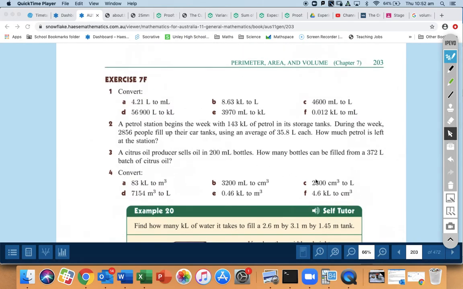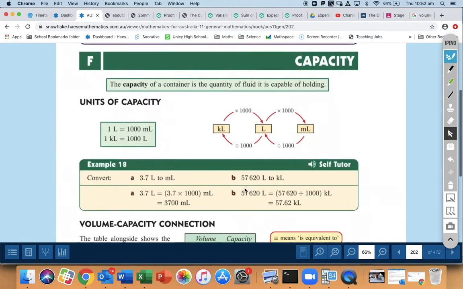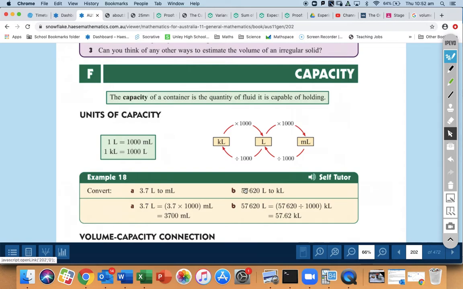Okay, hi gang. We're looking at 7F. 7F is all about capacity. It's worth realizing that there is a difference between capacity and volume, but it's only a small difference. The terms are almost interchangeable, at least in everyday language, but technically they do have different meanings.